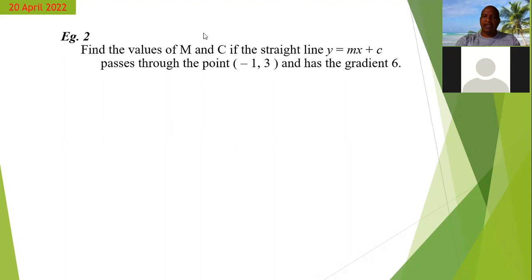All right, so as I had mentioned in the previous part, you could use these values that you get from the point. So you use the x value here. You know from this that x would be equal to -1 and y would be equal to +3. You know what the gradient is. You put it in the general form, which is y equal mx plus c.